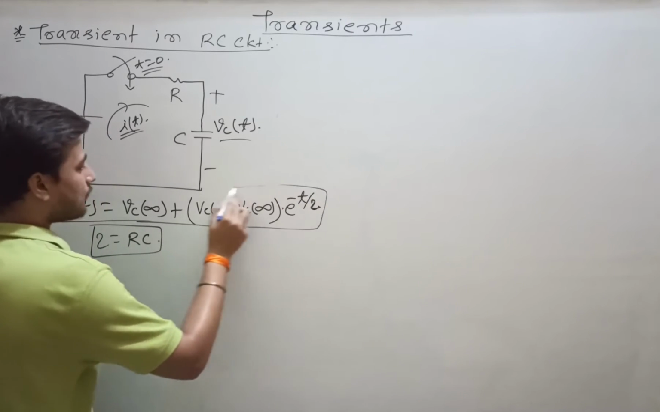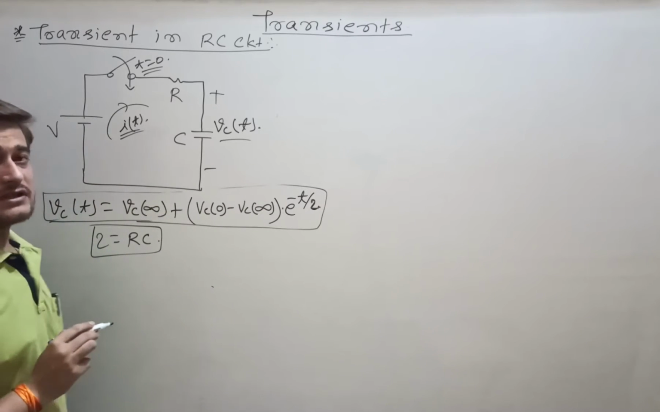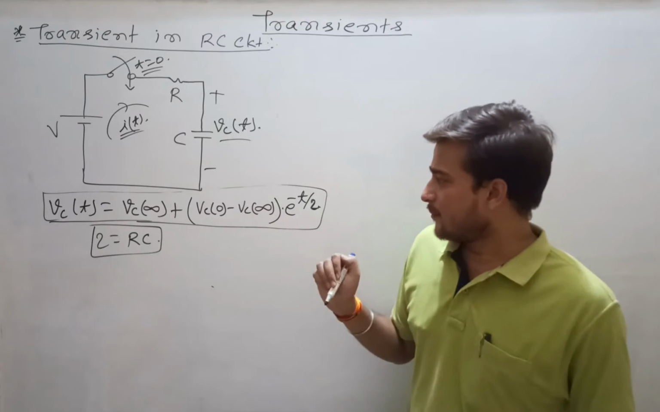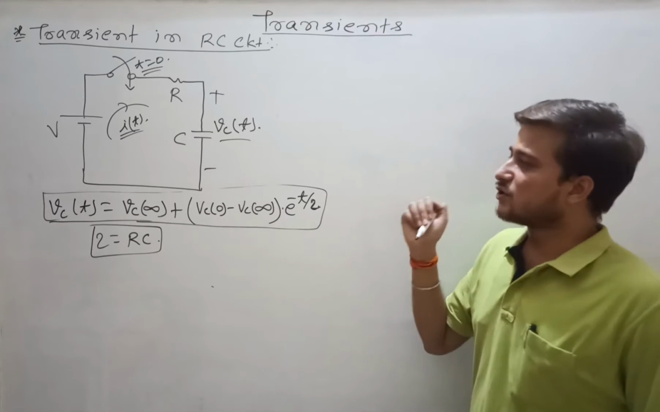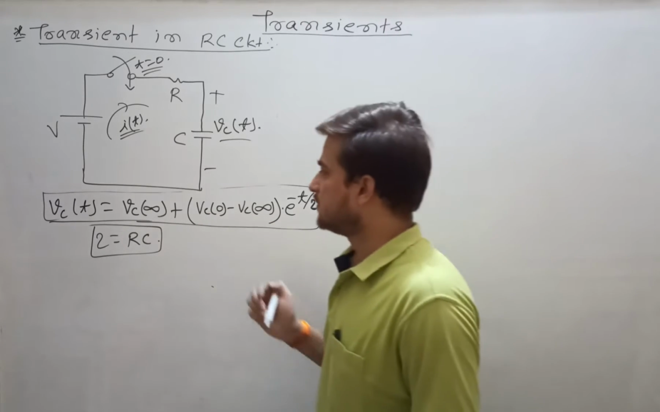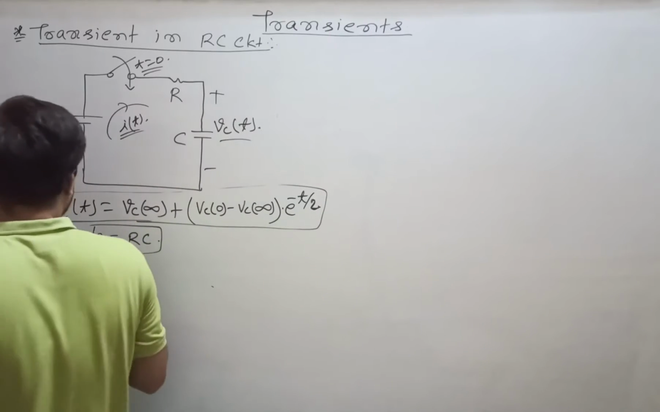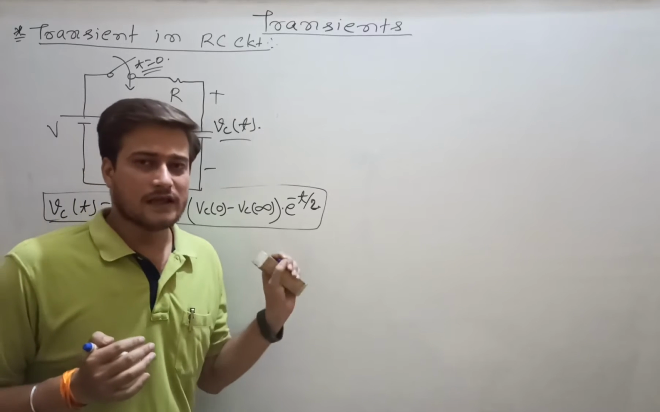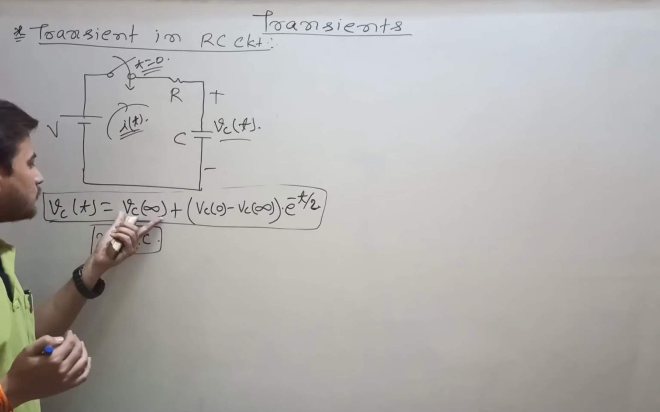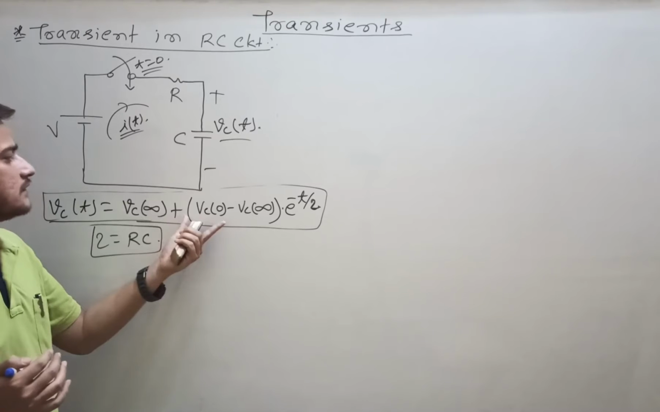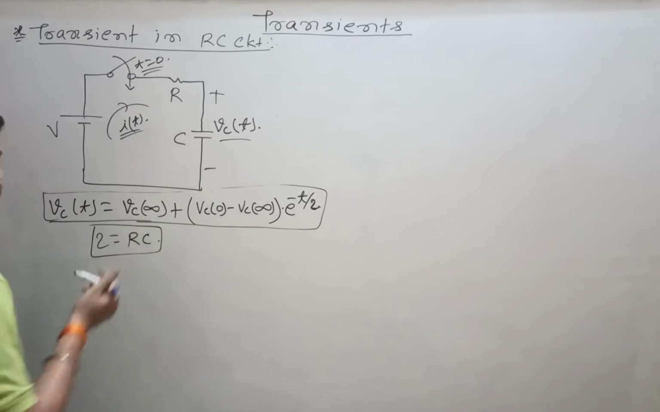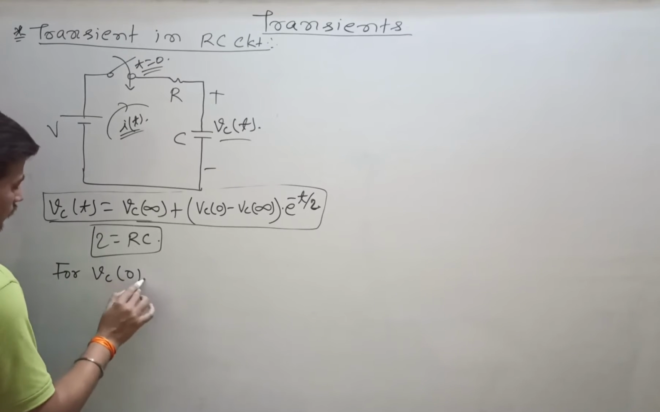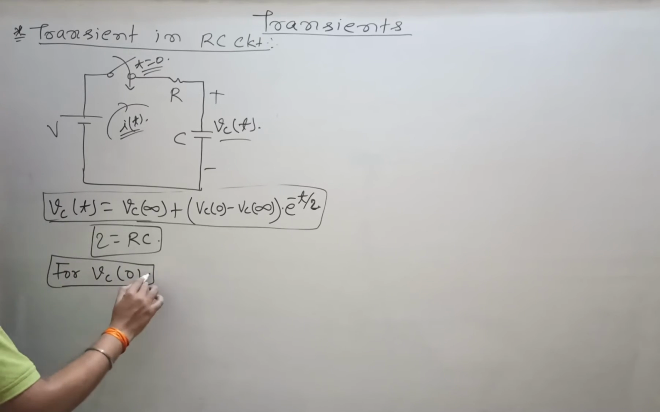This formula is applicable for voltage across capacitor only. Why? Because you know that capacitor does not allow sudden change in voltage. That's why this formula is applicable. So now if we have to find the expression for vC(t), then what we'll have to do? We'll have to find vC(infinity) and vC(0). So let's see about vC(0). So what will be the value of vC(0)?